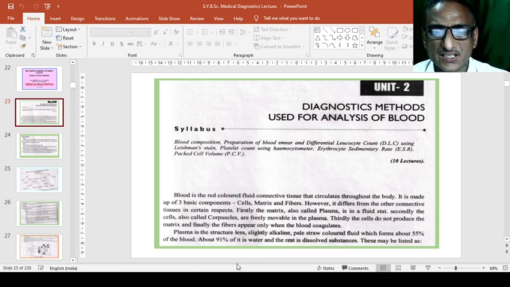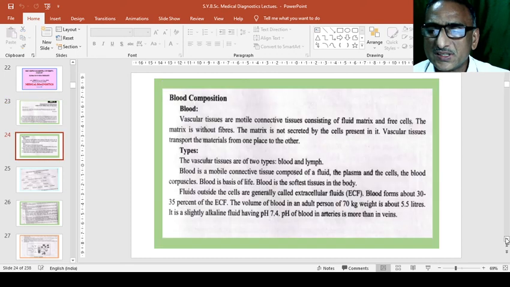So, plasma is the structureless, slightly alkaline, pale straw colored fluid which forms about 55% of the blood, and about 91% of it is water, and the rest is dissolved substances in it. These may be listed. First, blood. The composition of blood: vascular tissue. It is a motile connective tissue consisting of fluid matrix and free cells, and the matrix is without fibers. It is not secreted by cells. Vascular tissues transport materials from one place to another.